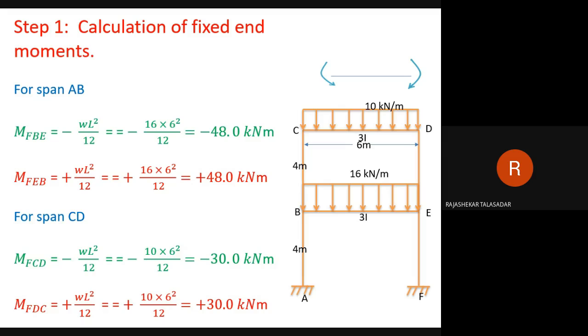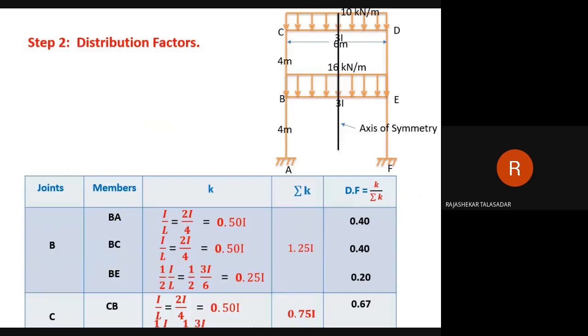First, if you take BE, MFBE is minus WL square by 12. So 16 is W, L is 6. If you simplify this, you are going to get minus 48 kilonewton meter. Similarly, MFEB will be plus 48 kilonewton meter. Then coming to this span, it is WL square by 12 again because it is also UDL and symmetrical. So W is 10, 6 is span. If you simplify, you will get minus 30 kilonewton meter and MFDC is plus 30 kilonewton meter.